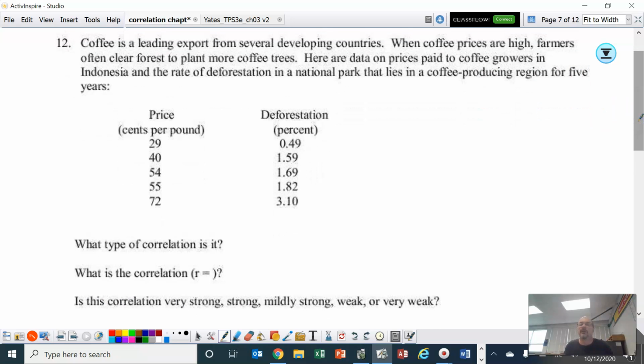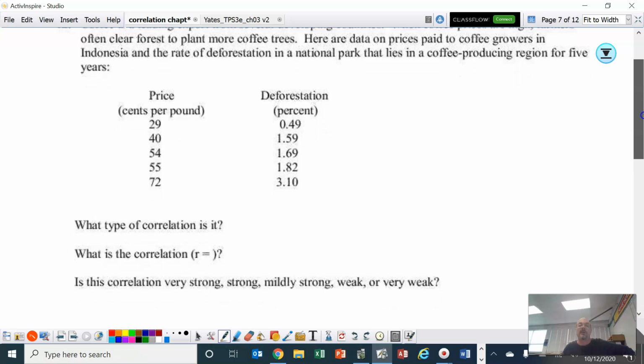So again, here's a problem. Coffee is a leading export for several developing countries. When coffee prices are high, farmers often clear forests to plant more coffee trees. Here are data on the prices paid to coffee growers in Indonesia and the rate of deforestation, which they talked about in the news this year, in a national park that lies in a coffee producing region for 5 years.